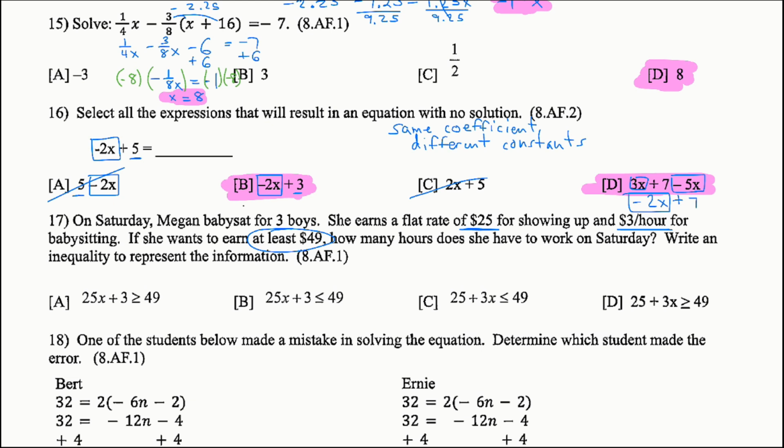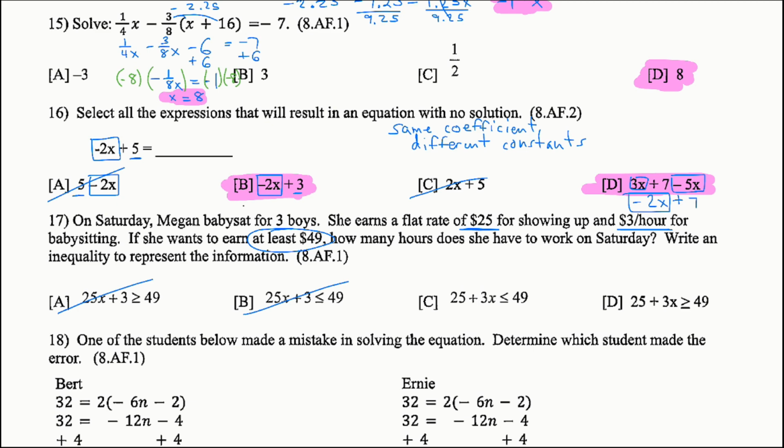Per hour indicates that is where our variable is going to go, and that per hour is with 3. So A and B already out, already eliminated. Doesn't matter how many hours she works with the kids, she's going to get $25 regardless.